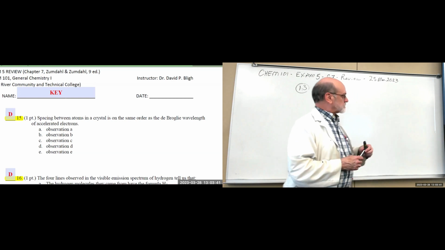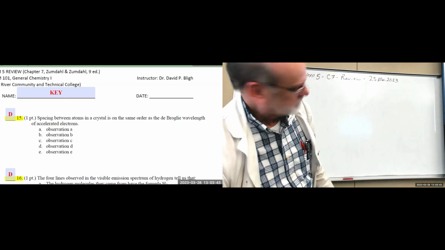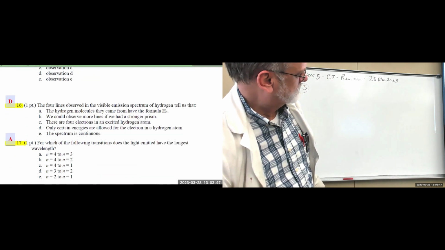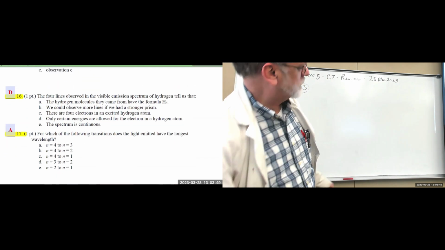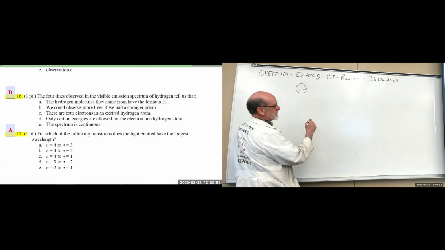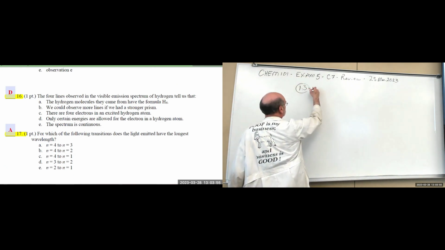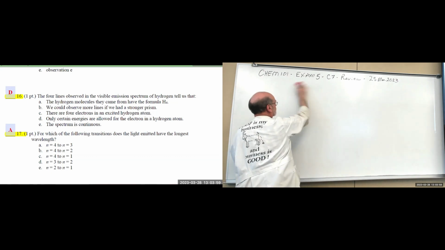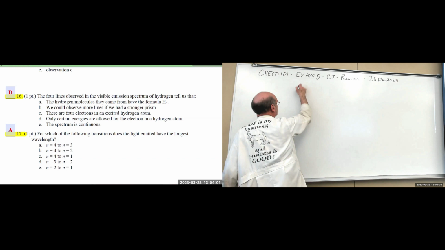Are we going to get off this mountain? Yeah, here's 16. There we go. So this was 13 through 15, wasn't it? But I did write it up there. 16.